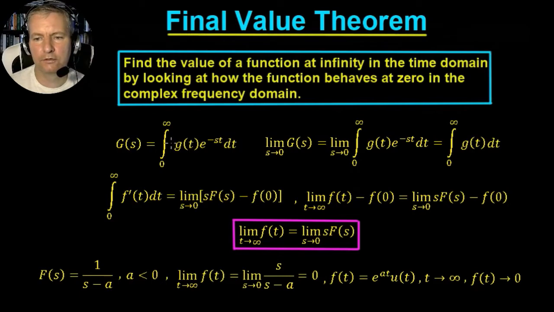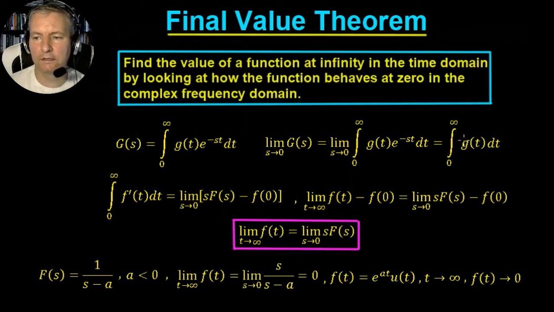So let's take a function g of t and we'll find the Laplace transform g of s. So we'll say g of s equals the integral from 0 to infinity of g of t e to the minus st by dt. So now we'll take the limit as s tends to 0 of this Laplace transform. So that's the limit as s tends to 0 of the integral from 0 to infinity of g of t e to the minus st by dt. Now we can see here as s tends towards 0, e to the minus st will tend towards e to the power 0, which is just a value of 1. So that just gives us the integral from 0 to infinity of g of t by dt.